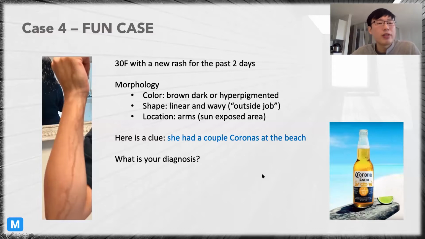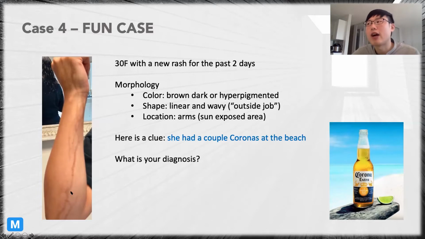So this particular case is a 30-year-old female who comes to the clinic with a 2-day history of rash. Basically, it's a new rash. I want you to pay attention to the morphology. Number one, the color is brown, dark, pigmented. And then the striking thing is the shape, which is very, very striking. It's almost a linear, wavy shape.